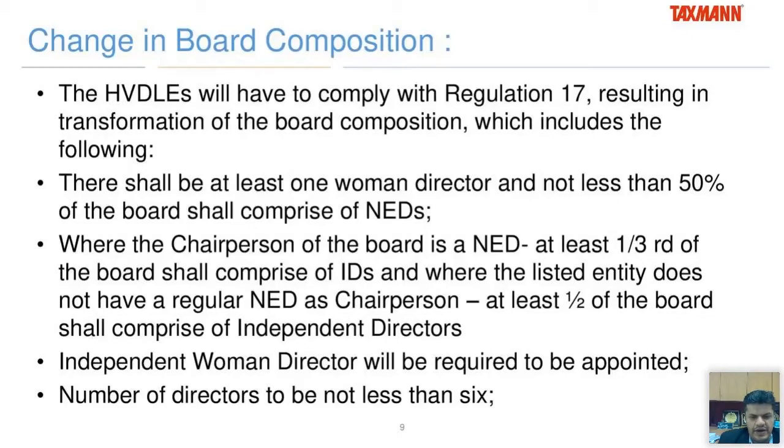Under LODR, it was compulsory only for equity listed companies. Now the requirement is that for high value debt listed entities, they will also have to have at least one woman director on their board, and also they should ensure that not less than 50% of the board shall comprise of non-executive directors. Where the chairman of the board is a non-executive director, at least 1/3 of the board shall comprise of independent directors. And where the listed entity does not have a regular NED as chairperson, at least 1/2 of the board shall comprise of independent directors.